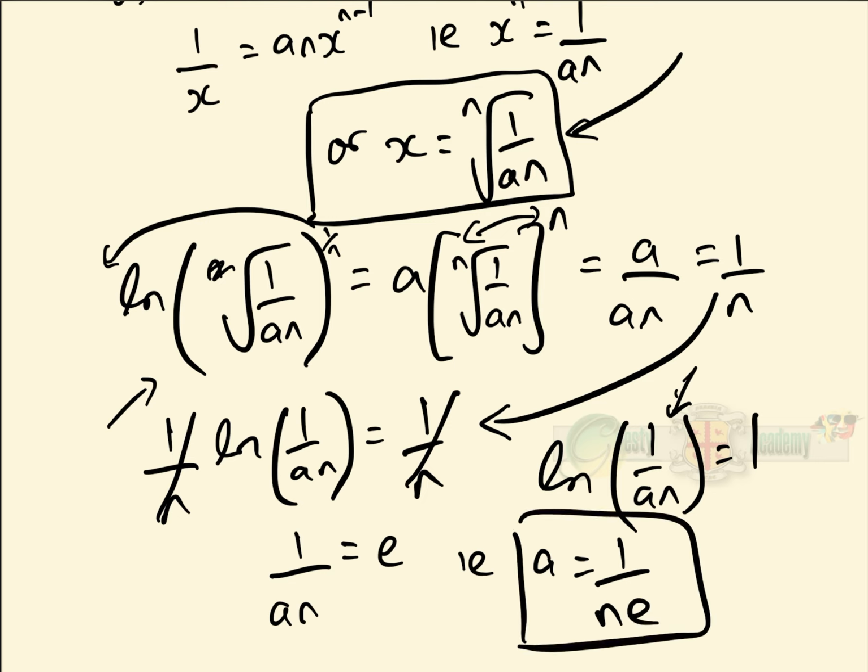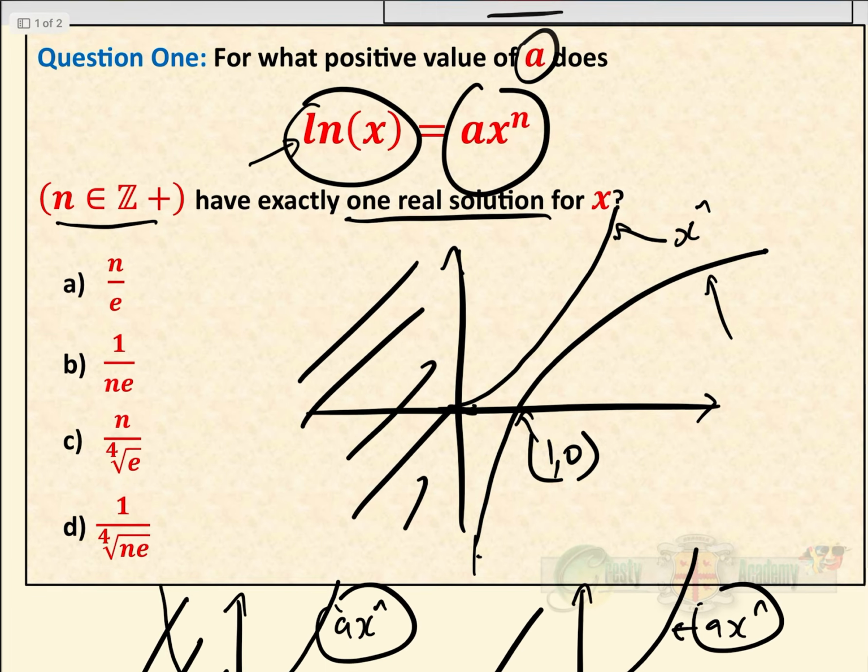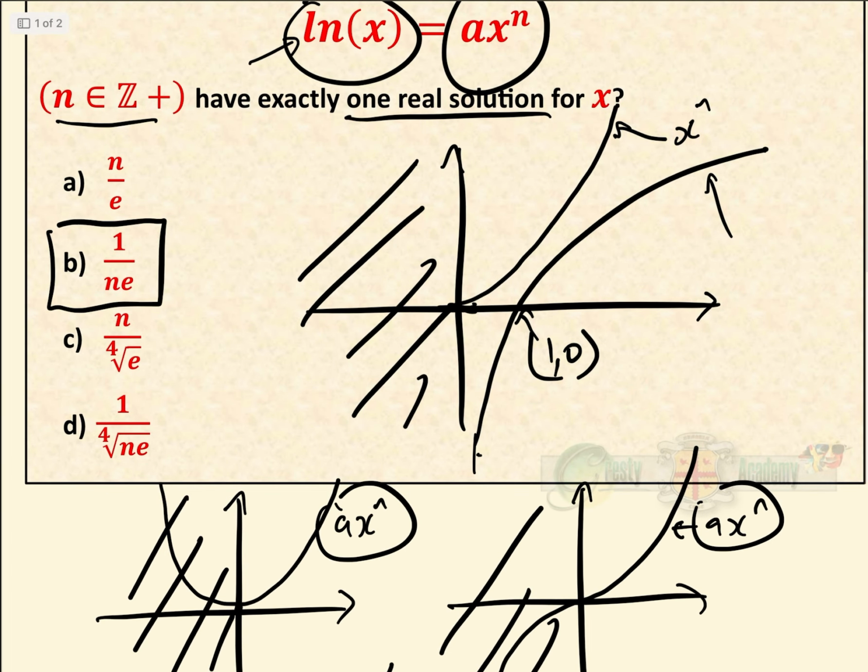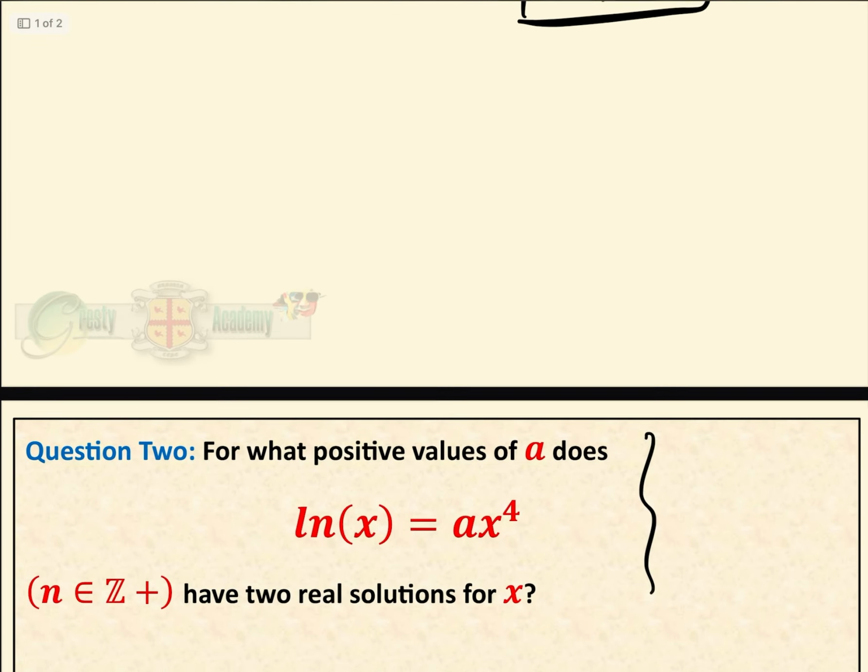The value of a for which there is one solution, i.e. both the gradient and the y value are the same, is 1 over ne, which is answer B, which I find very pleasing indeed. Okay, so now, as promised, using that we can have a look at some other questions and solve them by inspection, which is a great timesaver in multiple choice exams.